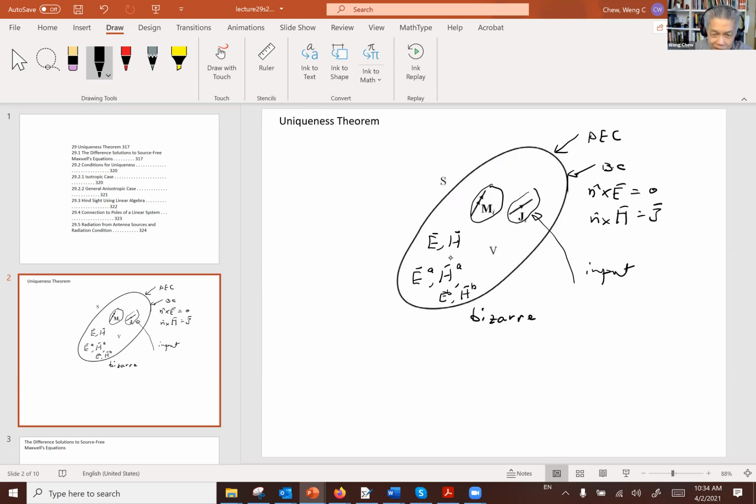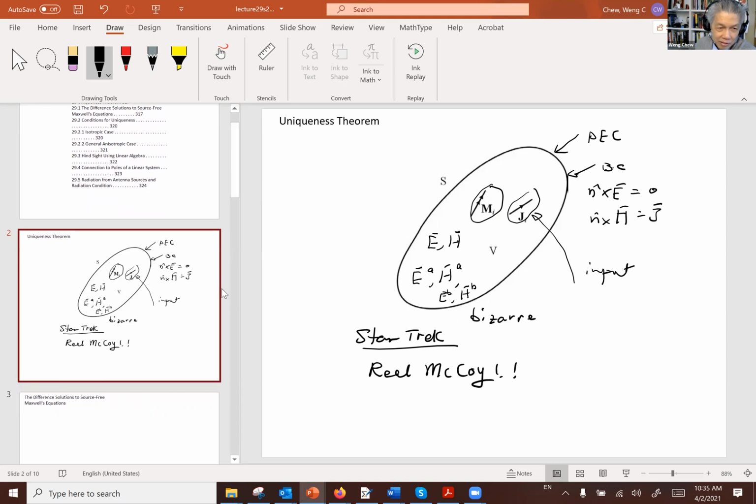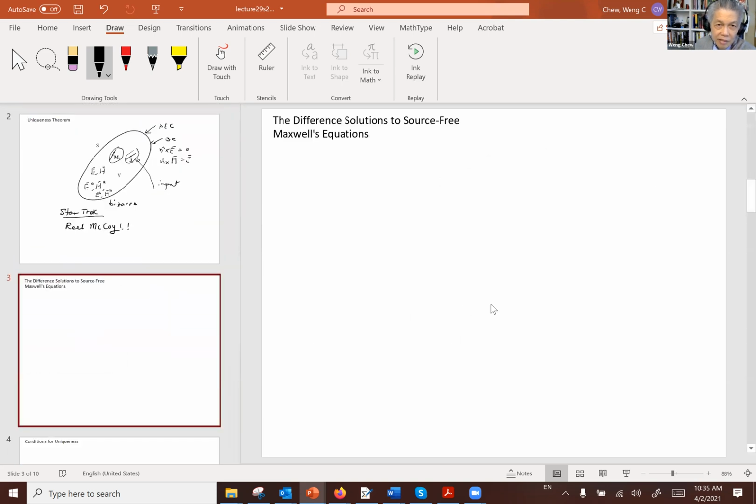there's no real solution. And this is something like what you see in the Star Trek movie. I think many of you are too young to follow Star Trek. They always look for who the real McCoy is. Who is the real McCoy? So we have to distinguish between the real solution and the fake solution if the problem is not unique. And how do we do that? Let's look at this.